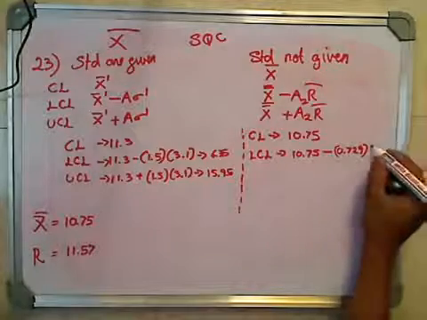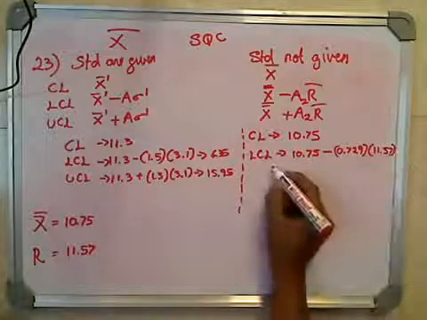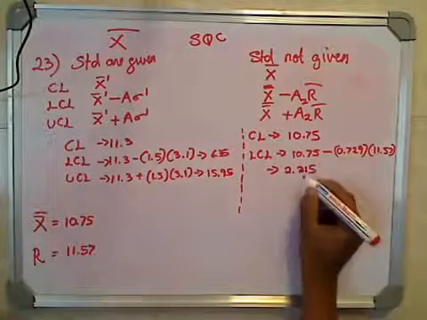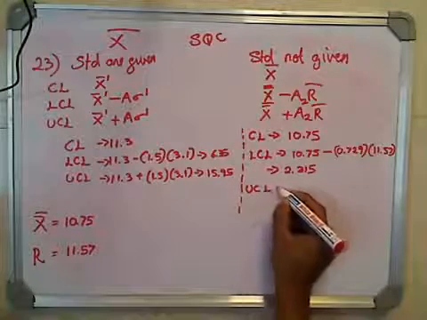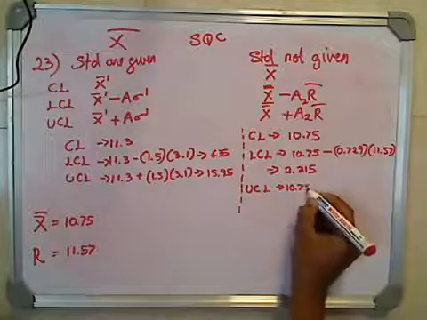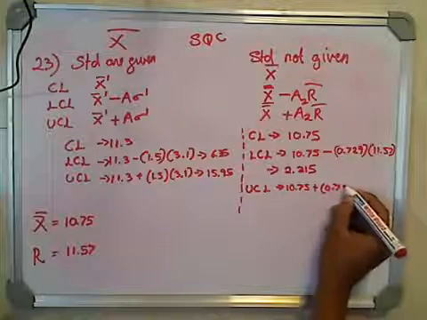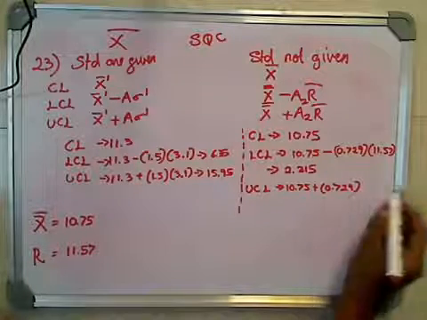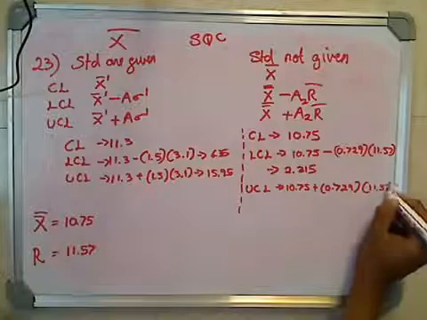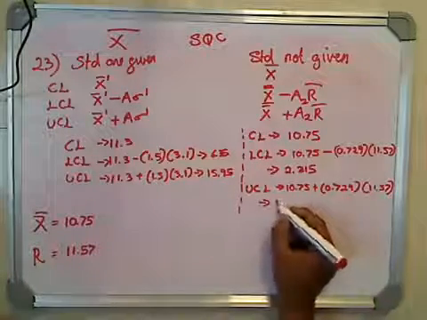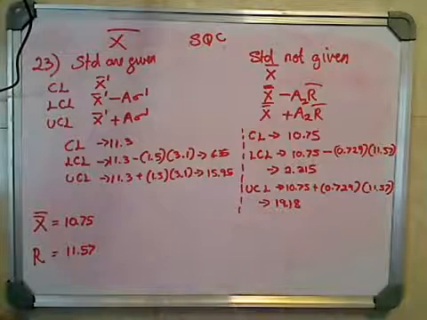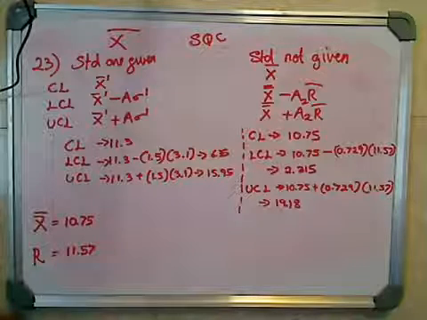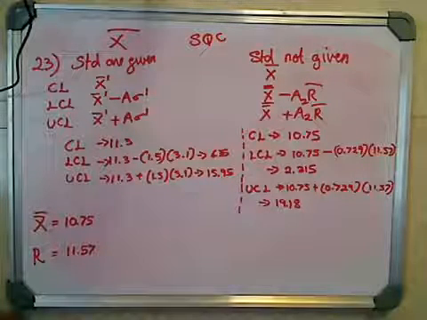We already have 11.57, and this should give you the answer 2.315. Similarly, for the upper control limit, 10.75 plus 0.729. Like I said, 0.729 is a constant, it's there in the textbook, multiplied by 11.57. This should give you the value as 19.18. So this is how you would go about calculating the values for the X chart.